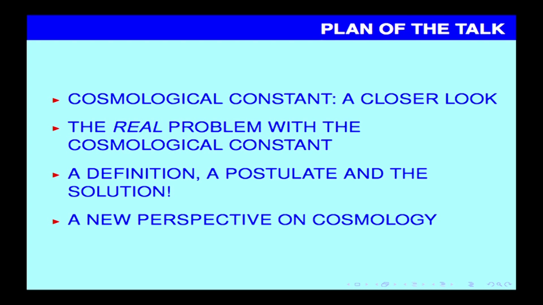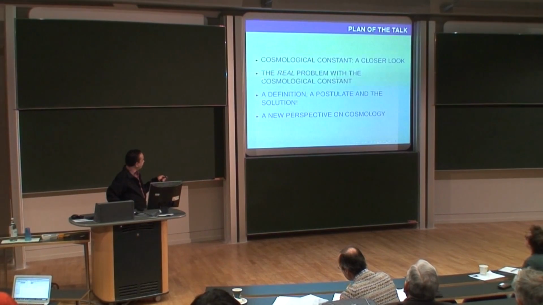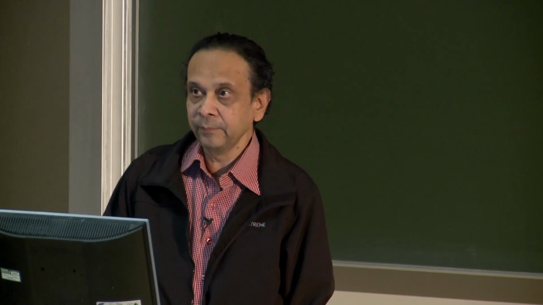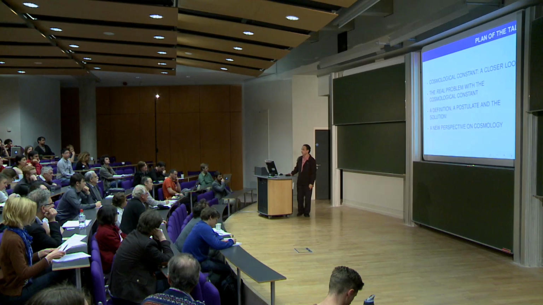I will start with a somewhat closer look at how we have historically attempted to attack this problem. Then I will try to convince you that the real problem with the cosmological constant is somewhat different, and then I will provide a solution to that, which involves one definition, which is okay, but I will make a postulate about that definition, and out of that I will get you the value of the cosmological constant.